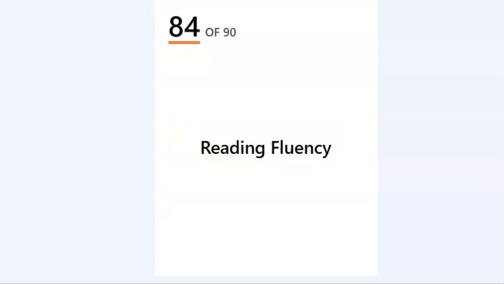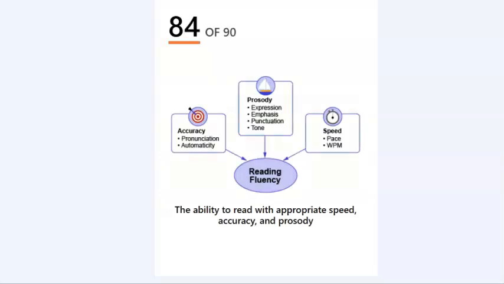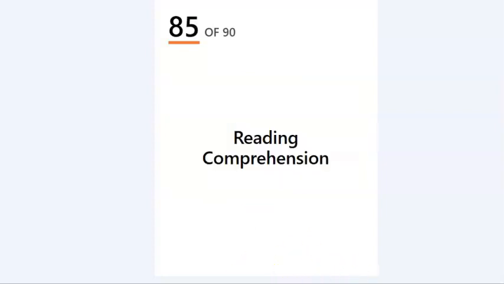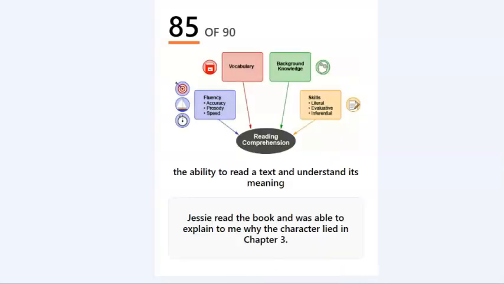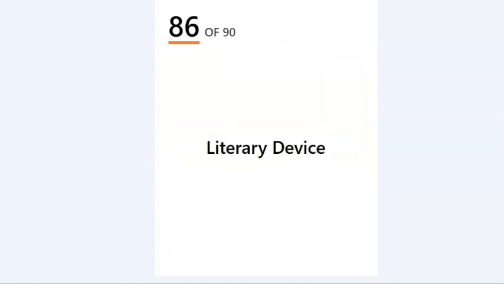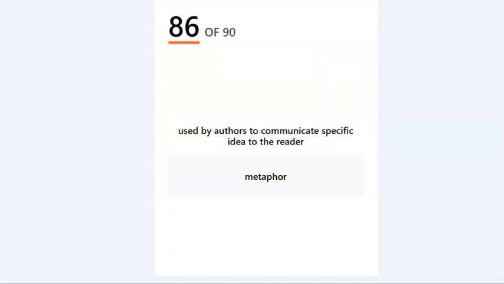Reading fluency. The ability to read with appropriate speed, accuracy, and prosody. Reading comprehension. The ability to read a text and understand its meaning. Jessie read the book and was able to explain to me why the characters lied in chapter 3. A literary device, used by authors to communicate specific ideas to the reader. Metaphor.